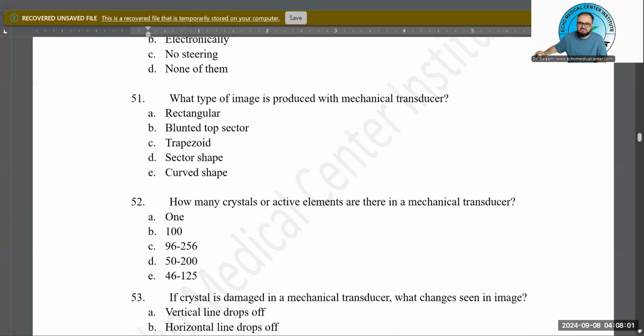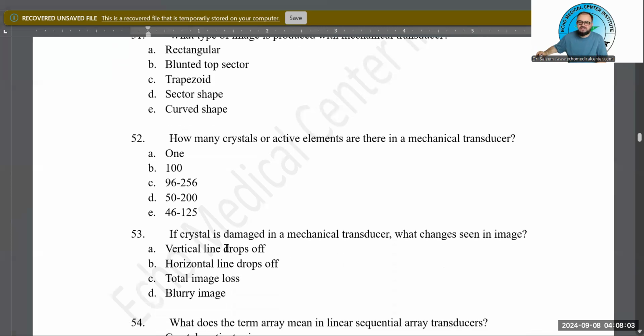Okay. Next, if the crystal is damaged in a mechanical transducer, maybe from trauma or heat or whatever, what do you think? What changes can we see in the picture, in the image? What changes do you see? Is it vertical line drop off? Is it horizontal line drop off? Is it total image will be lost? Or is it a blurry image or unreliable picture? What do you think?